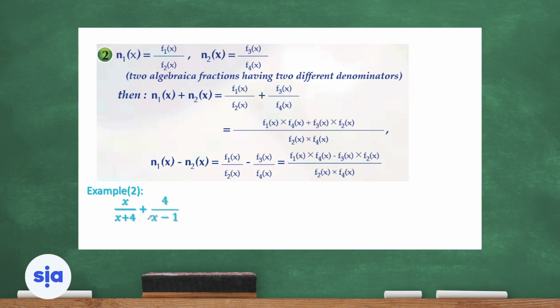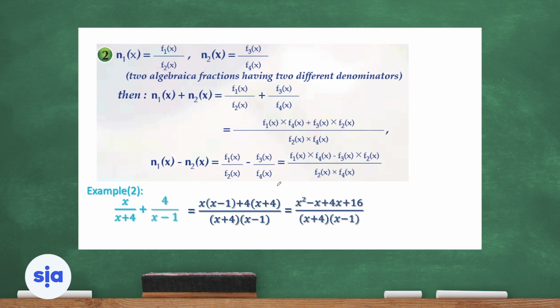Here, do they have the same denominators? No. So we're going to multiply x plus 4 in the other fraction up and down. And we're going to multiply x minus 1 in the other fraction up and down. So it will be like this. See, x times x minus 1 plus 4 times x plus 4 all over x plus 4 times x minus 1. If you simplify this, it's x squared minus x plus 4x plus 16. So it will be x squared plus 3x plus 16 over x plus 4 times x minus 1.